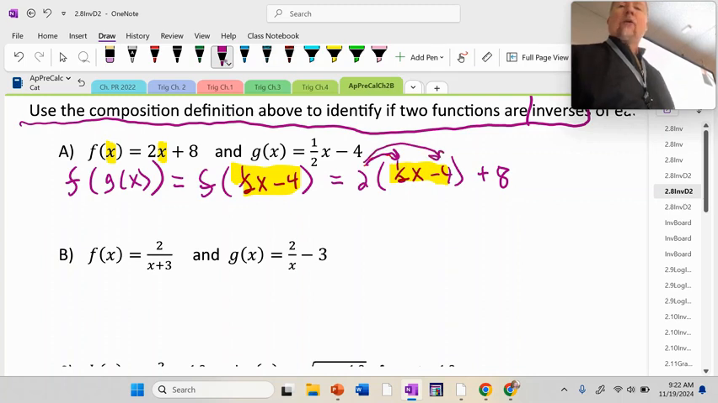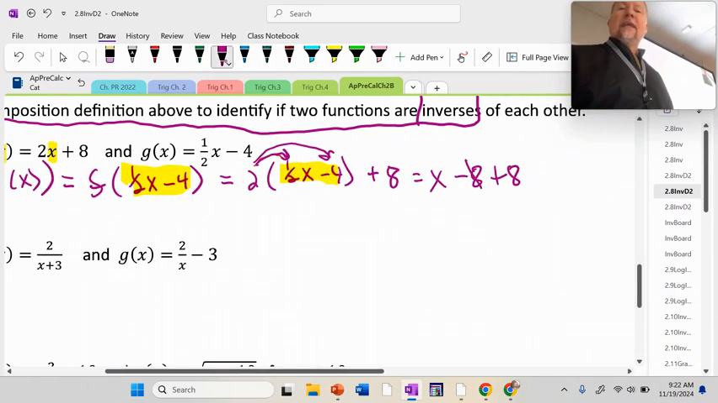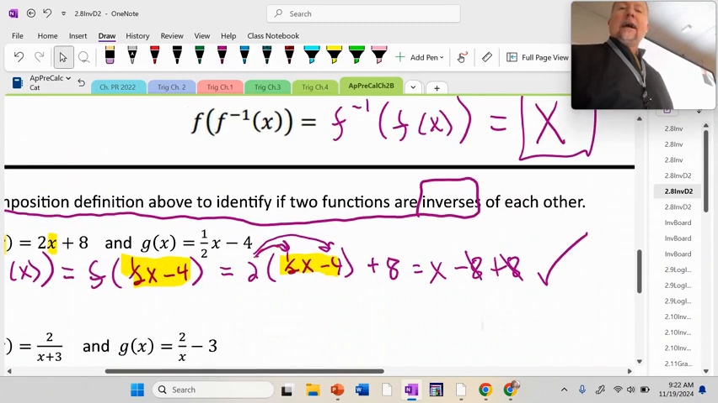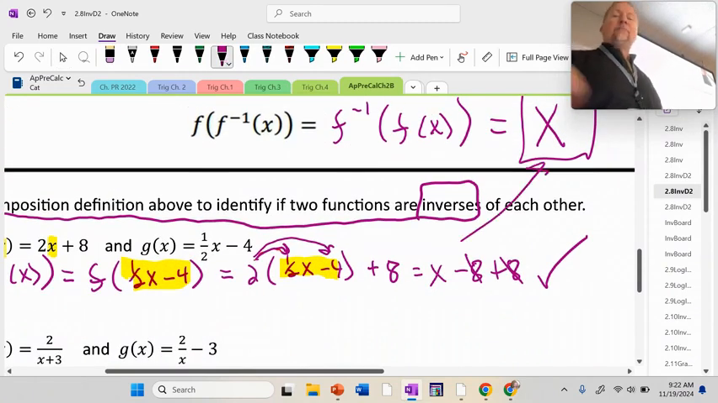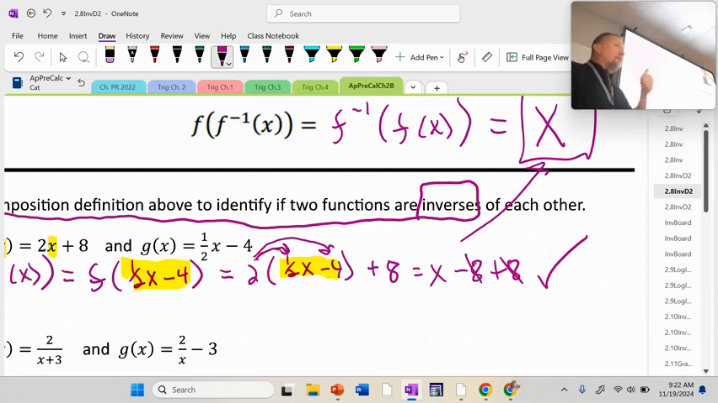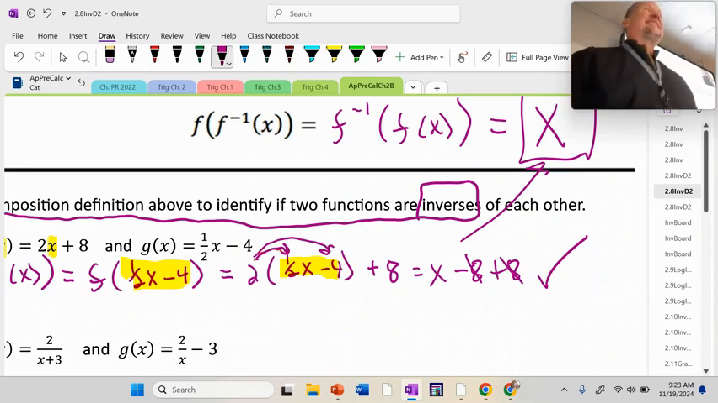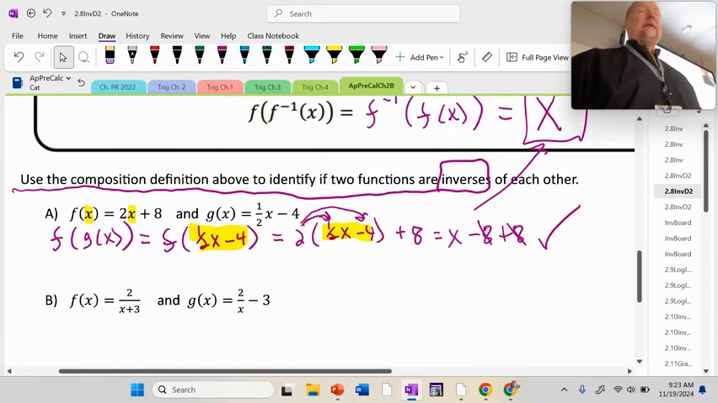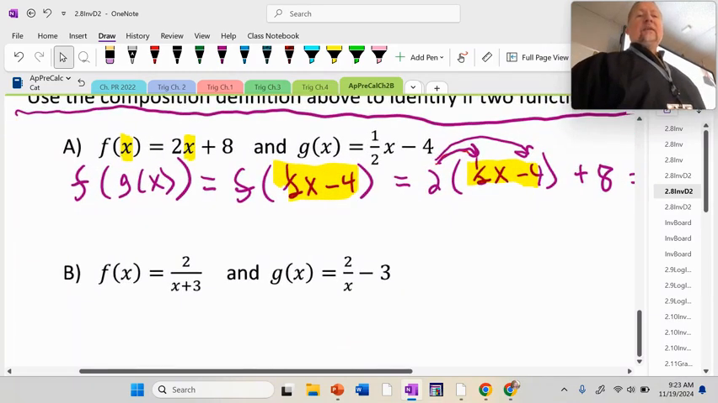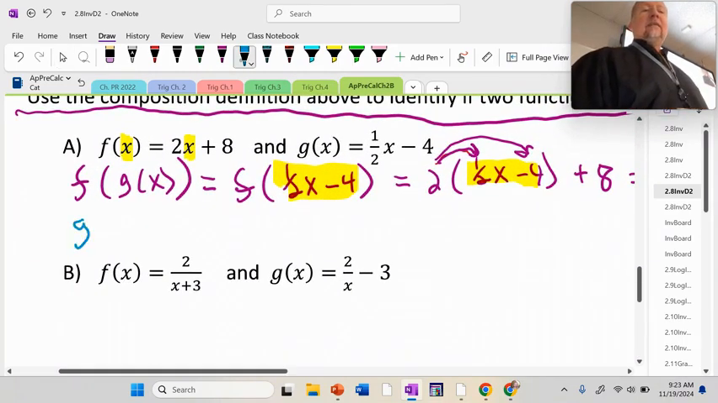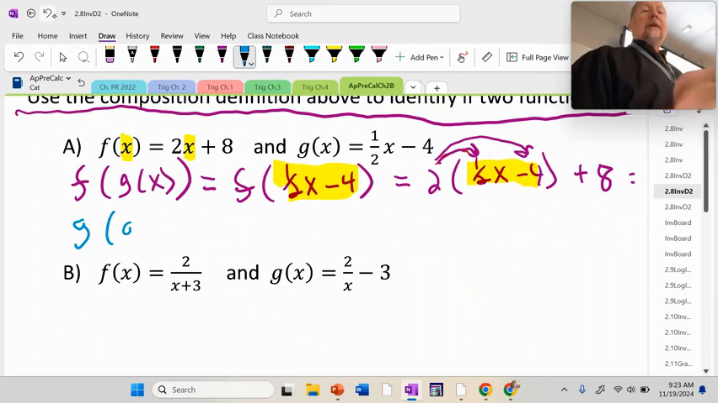What's 2 times -4? Do me a favor and tell me this is x minus 8 plus 8, and then cancel those 8s and say, you know what? I got x. That's why I'm putting a check. That's always my good check. Yes, this is what I was supposed to see. These are rules and definitions and things that you just have to remember and accept. You have to do these compositions and then see that you end up with x when you're done.